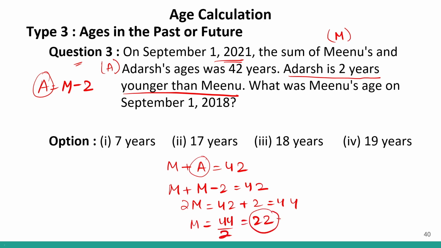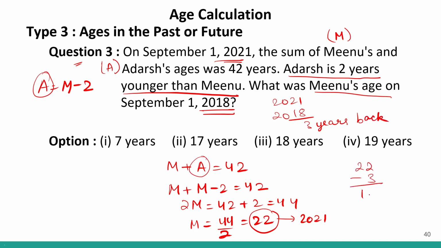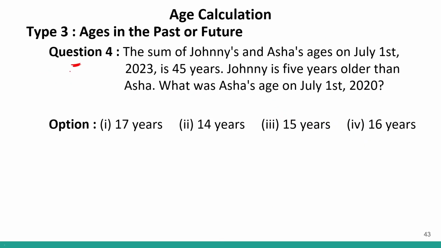This is Meenu's age in which year? 2021. Now in the question we have to answer what was Meenu's age on September 1, 2018. So from 2021, if we are going to 2018, how many years are we going back? We are going 3 years back. Correct? So 22 minus 3 will give me 19. So Meenu's age in the year 2018 was 19 years old, which is given in option number 4. So option number 4 will be your correct answer. Clear?